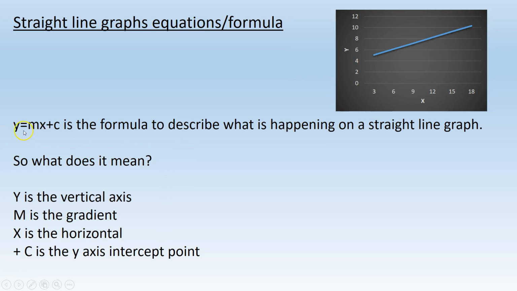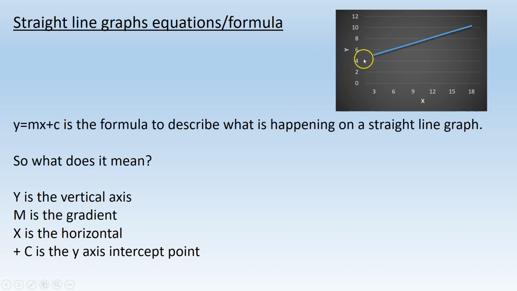So what does each one of these little components mean? We've got y, so y is the vertical axis, the data on the vertical axis. m is the gradient of the line, so how steep that line is. We have x, which is the horizontal axis, and then lastly we have plus c.